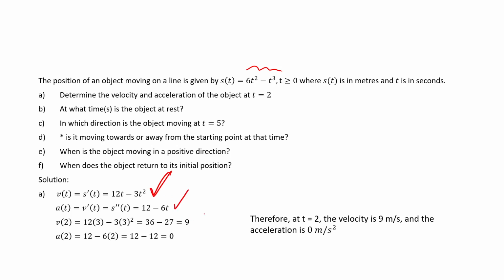So now that we've got the velocity and acceleration expressions, we just have to sub in a t value of 2. When I let t equal 2, velocity is 9, and when I let t equal 2, acceleration is 0. It's important to put the units in, so we can say that our velocity is 9 meters per second and our acceleration is 0 meters per second squared at that time.